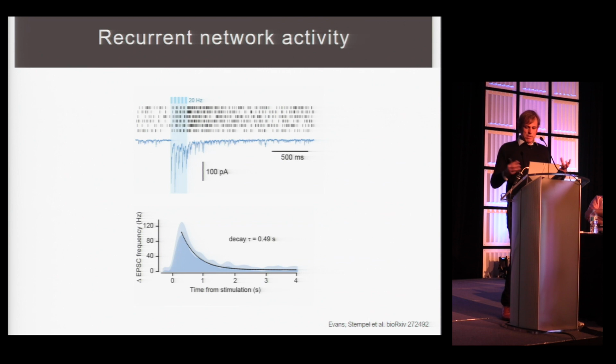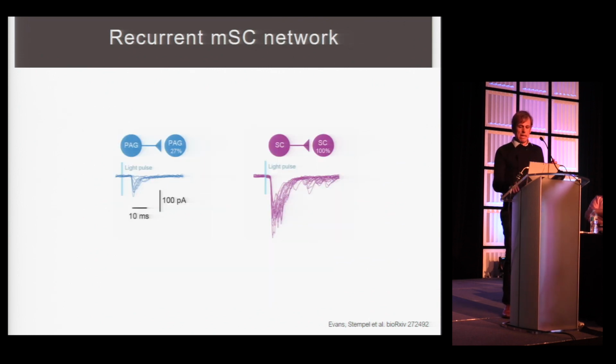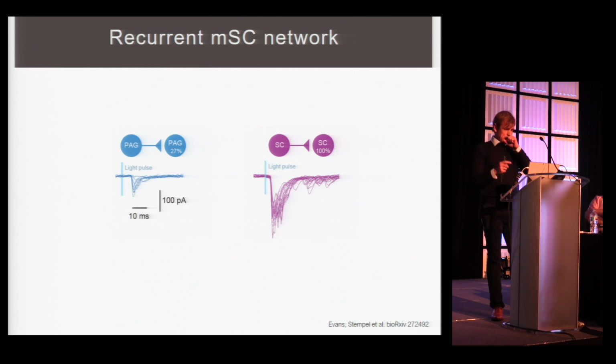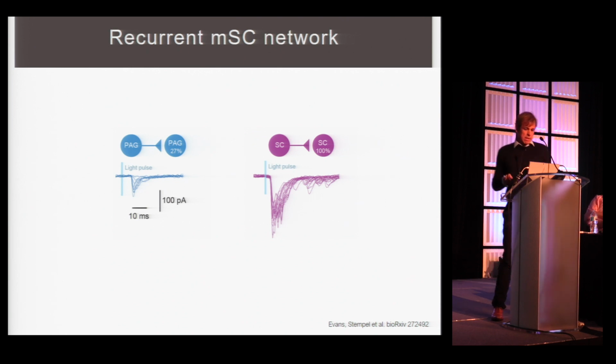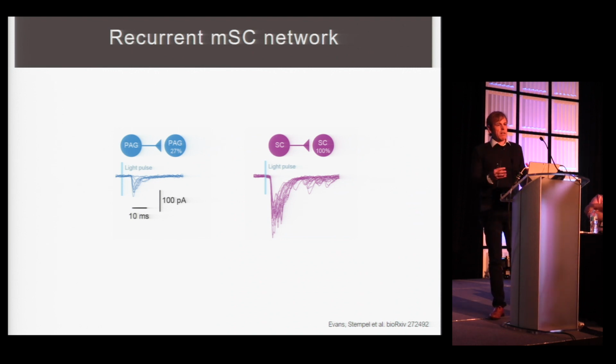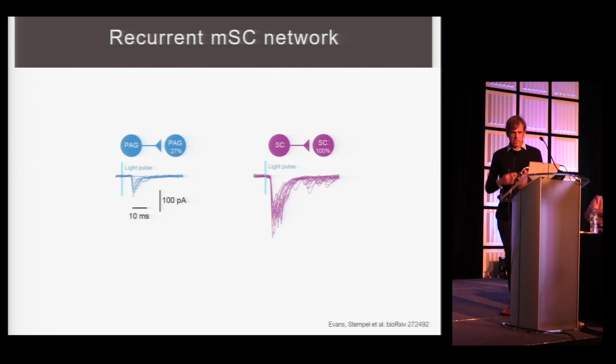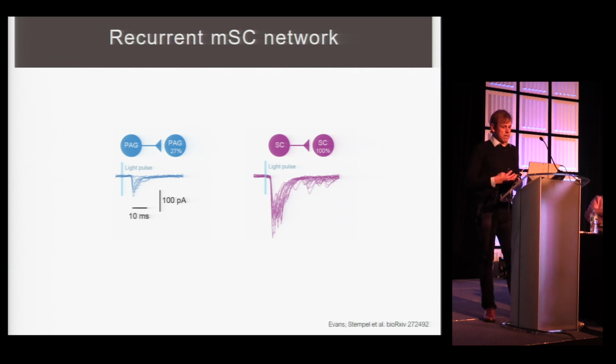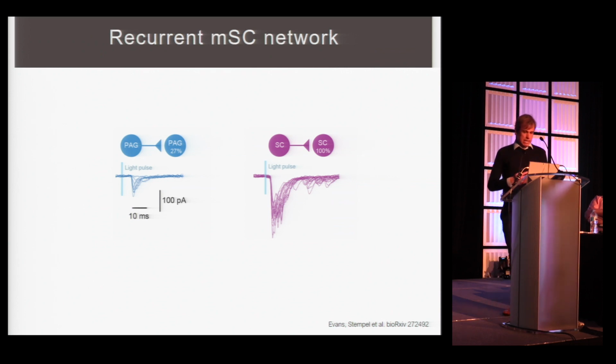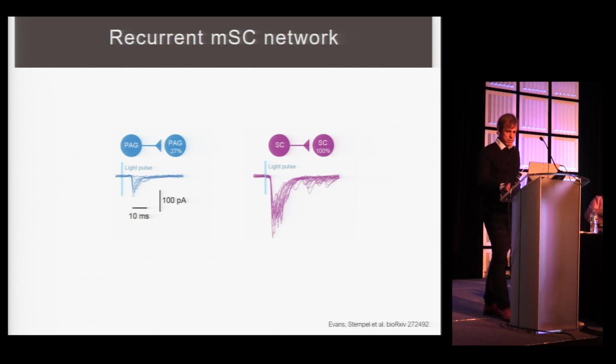And to test where this recurrency might come from, we look at connectivity between PAG cells and between SC cells. And we find that there is some degree of connection between PAG cells, but the connections are weak and unreliable. However, when we do this for the deep SC, we find that 100% of the cells receive input from other excitatory cells in the deep SC, and that they are strong and they are reliable. So this suggests that there is a network of excitatory cells recurrently connected in the deep SC, which we think might be important for helping integrate to threshold.